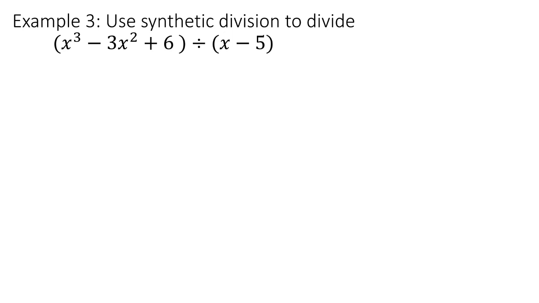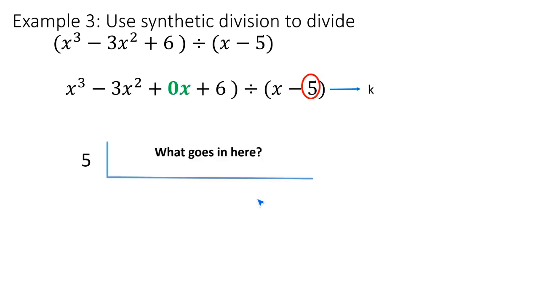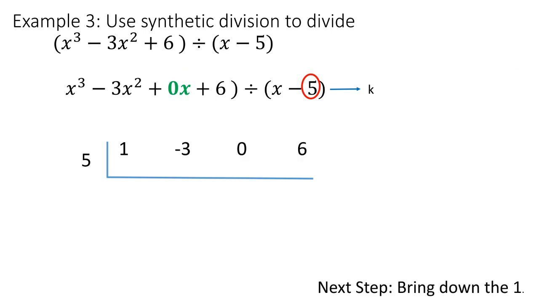Okay, so what is k going to be? 5. Okay, so k is going to be 5. And then your dividend is going to be, we have x cubed minus 3x squared, but then there's no x, so we still need to use a placeholder, which is going to be 0. And then we have our 6. So when you write it out, you're going to have your 5 there. And then your coefficients would be 1, negative 3, and don't forget that 0, and then the 6. A common mistake is people will leave the 0 out, and so their answer is going to be incorrect.